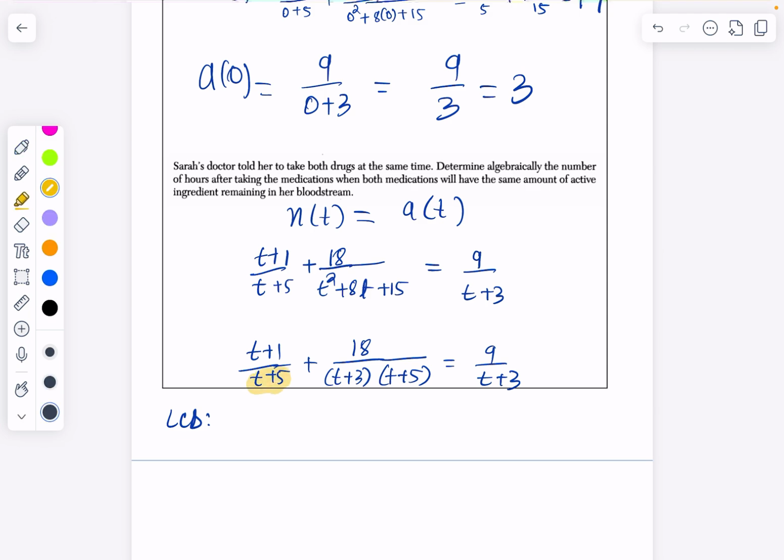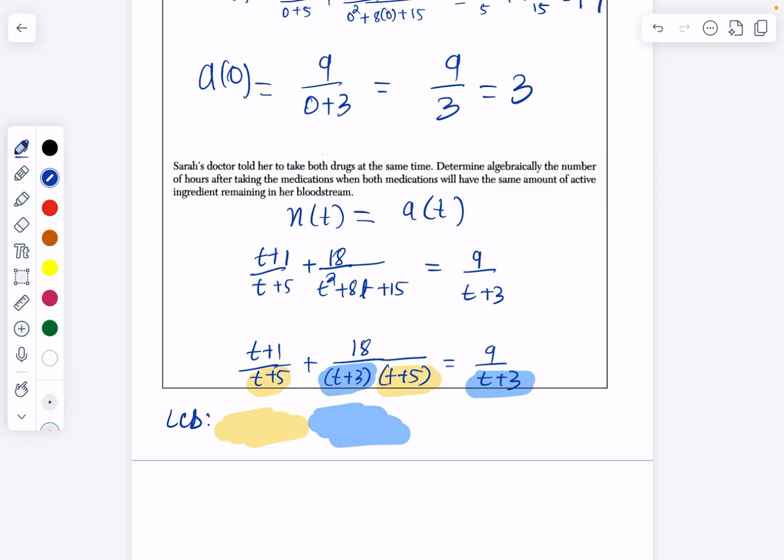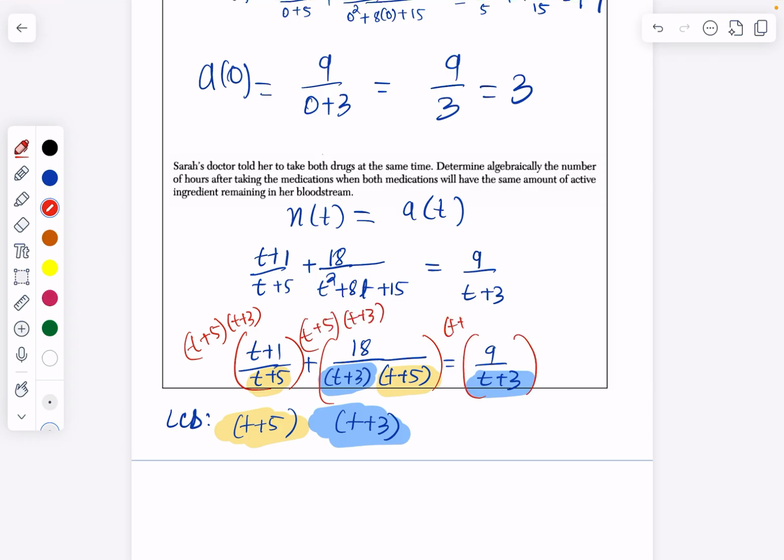I'm trying to rush a little bit. t plus 5 and t plus 3. We end up having t plus 5 here and t plus 3. Then we're going to multiply that to every single term: t plus 5 and t plus 3.